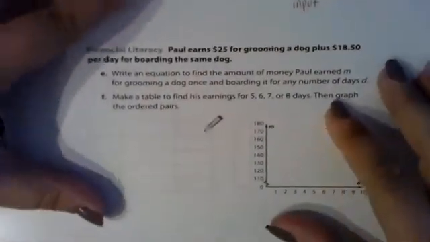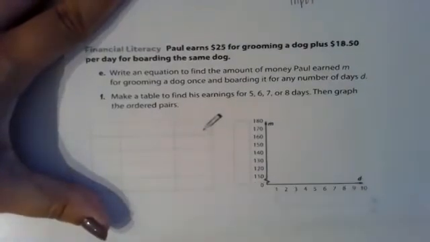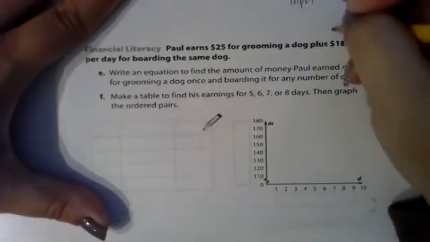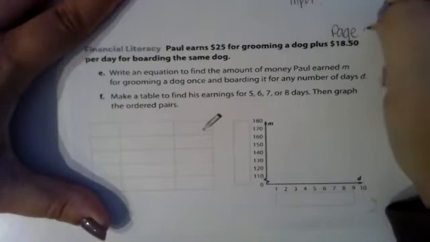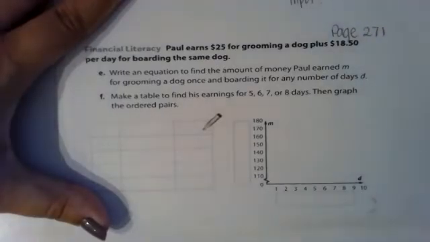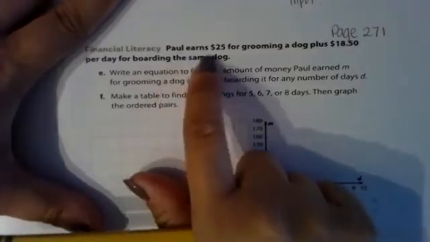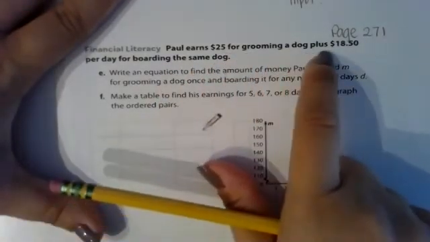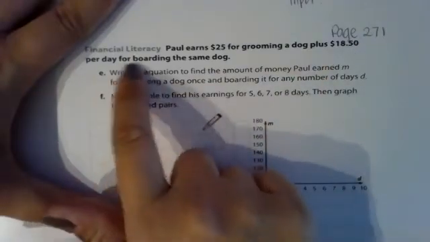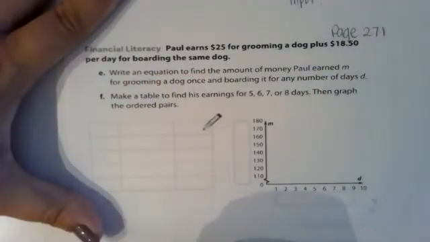Then if we take a look at our next problem here, this is about Paul. This problem is going to be located on page 271, I believe. 271. Okay. So it says Paul earns $25 for grooming a dog plus $18.50 per day for boarding the same dog.